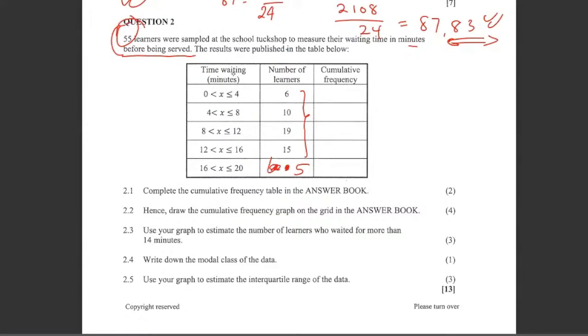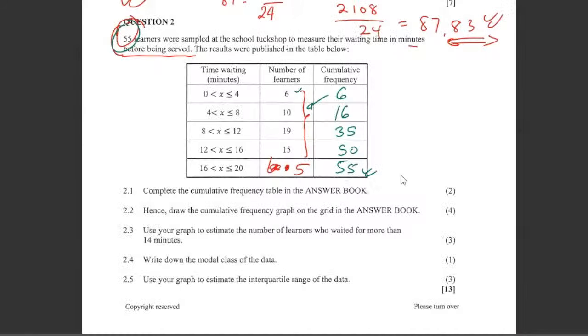So compute the cumulative. For us to get the cumulative, remember the first frequency represents the first cumulative, which is a 6. Then 6 plus 10 gives us 16. So that's our next cumulative. And then 16 plus 19 gives us the next cumulative, which is 35. Then 35 plus 15 gives us 50. And lastly, 50 plus 5 gives us 55. So the last cumulative must match the total number of participants or learners that we have at hand. So that is 2.1.